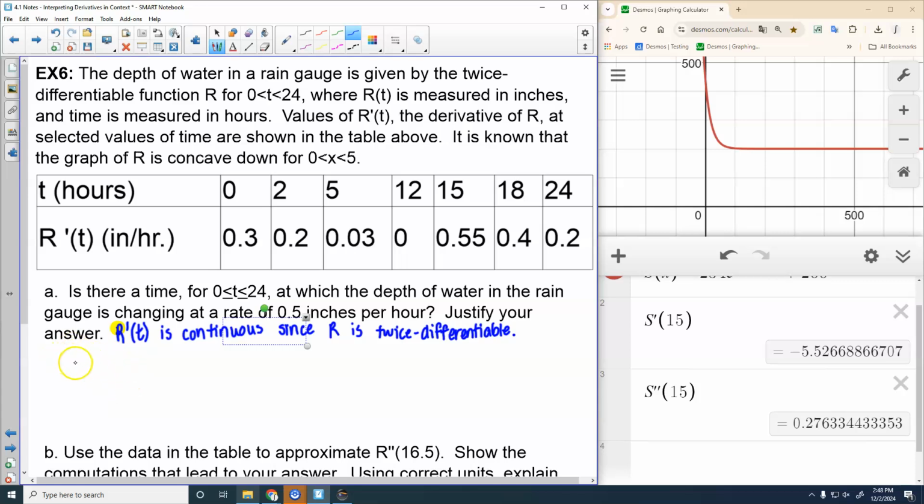You can say, therefore, since I'm going to pick maybe R prime of 12, R prime of 12 equals 0, which is less than 0.5, which is less than my 0.55, which is my R prime of 15. Oh, they should be R primes. Thank you.